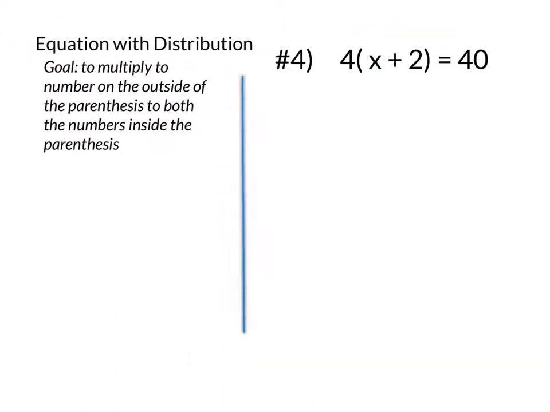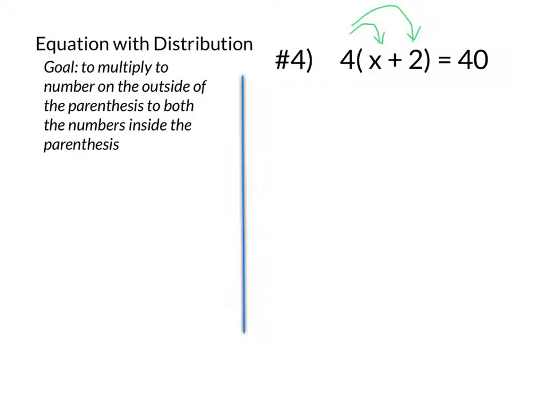As we move on to number 4, this is the hardest question on this paper. And many of you are struggling with the idea of the distributive property. If you remember what you learned last year, we simply take that 4 and multiply it by everything inside the parentheses. Once again, our goal is to multiply the number outside of the parentheses to both of the numbers inside the parentheses. And if I draw my arrows here, I know that I'm going to multiply 4 by x and 4 by 2. And those are the first two steps to solving this equation.